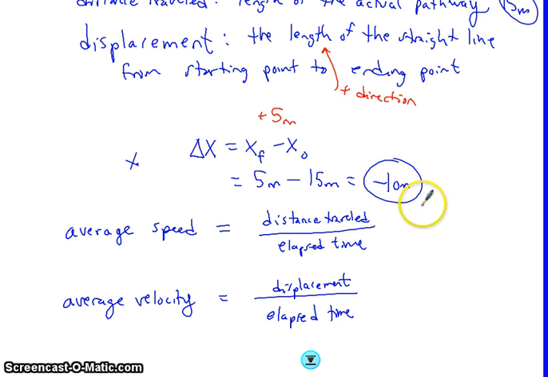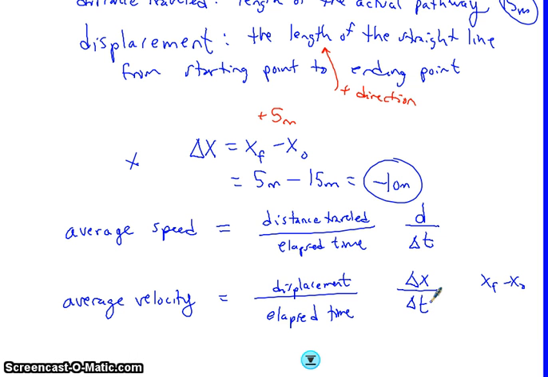Quick word about symbols here. Distance traveled, probably I'll just write that as a d. Elapsed time we write as delta t. Displacement, as we said earlier, is delta x. There's a formula for it. It's technically xf minus xo, but you can write that as delta x. And again, divided by elapsed time is delta t.